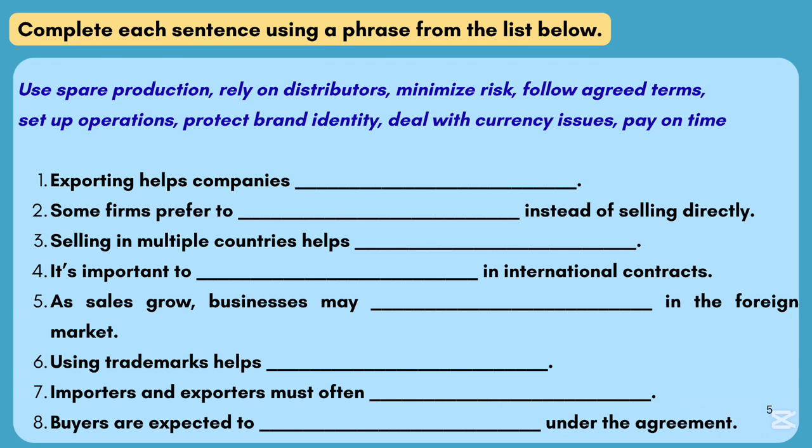Next exercise. Complete each sentence using a phrase from the list below. Use spare production, rely on distributors, minimize risk, follow agreed terms, set up operations, protect brand identity, deal with currency issues, pay on time.